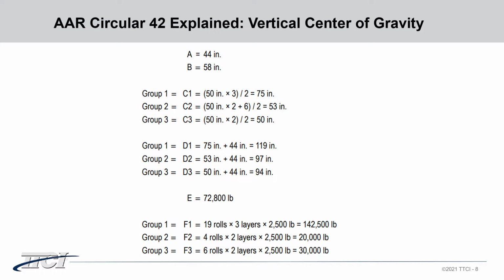Remember that C is the center of gravity of the load, but since we have 3 groups of rolls in our load, we need to calculate 3 separate CGs. And the same for item D, which is no more than A plus C. E we know is the light weight of the car, which is also stenciled on the side of the car and also in UMLR. And lastly, we need to calculate the weight of each of the 3 groups of rolls for item F.